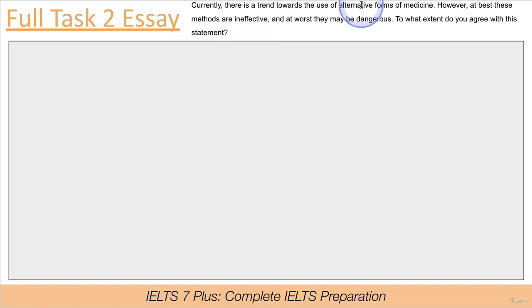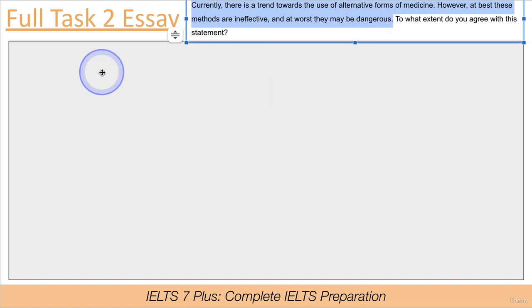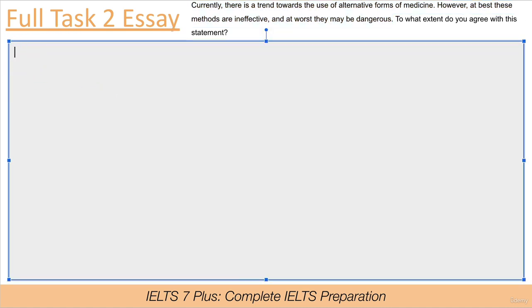And the first thing we need to do is paraphrase these first two sentences. So we need to put them into our own words. Very important skill there. So we're looking at, currently there is a trend towards the use of alternative forms of medicine.